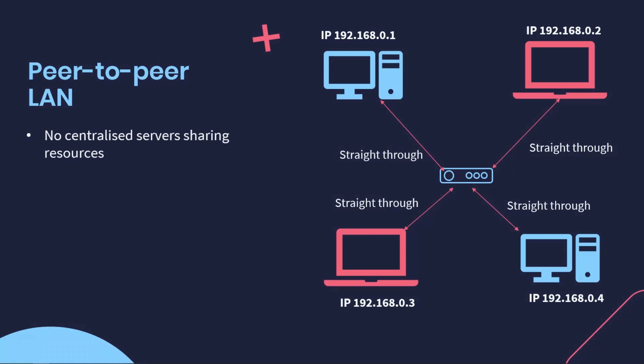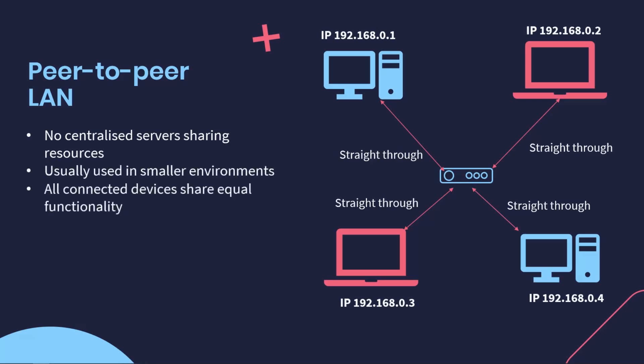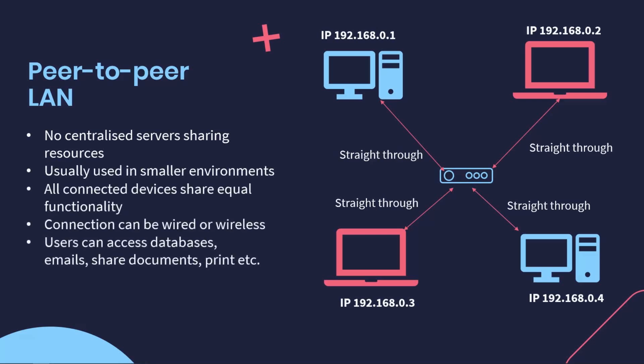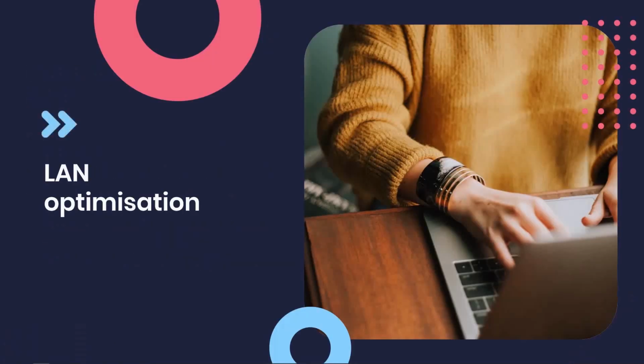A peer-to-peer LAN is usually used in smaller environments than the client or server LAN. All connected devices share equal functionality, and the connection could be wired or wireless. And users can access databases, emails, share documents, print, and use other services. Let's talk more about LAN optimization, starting with why do we need it?